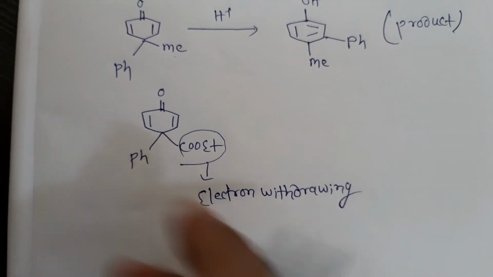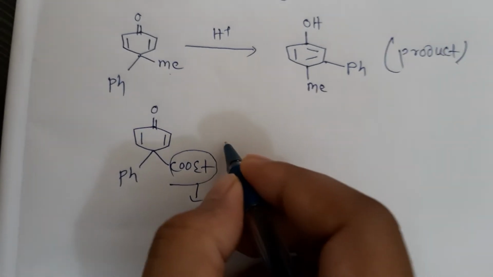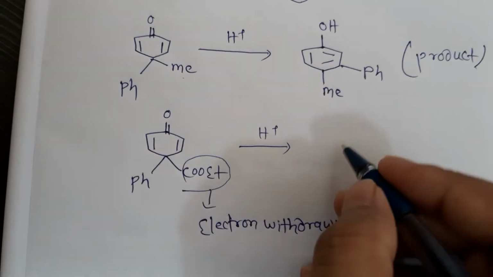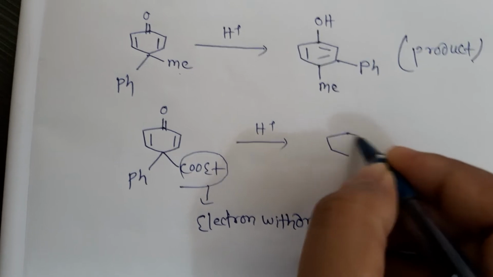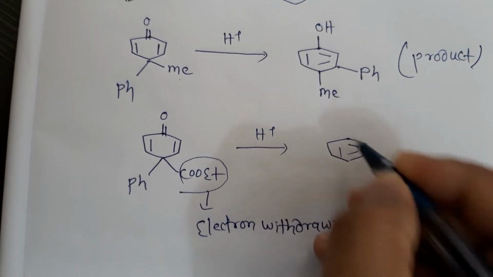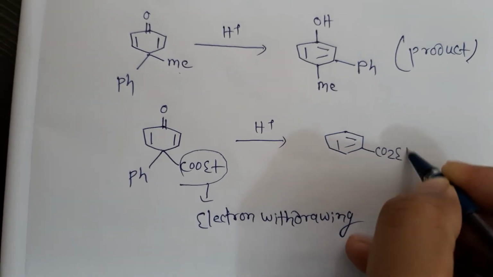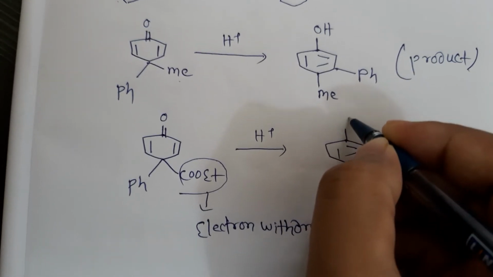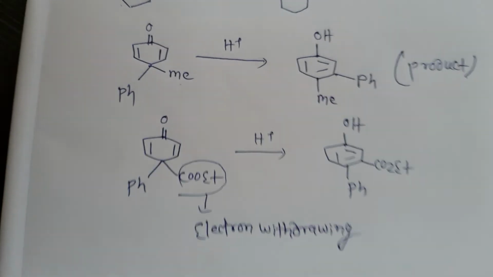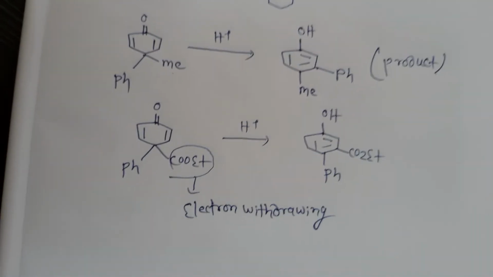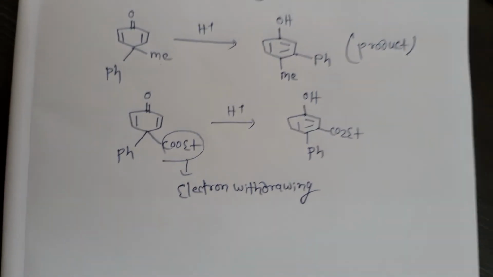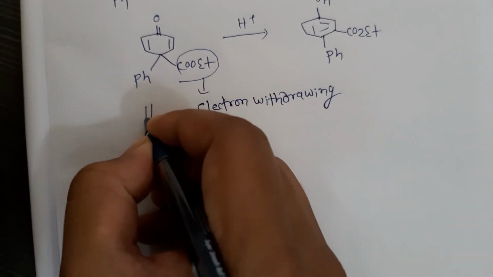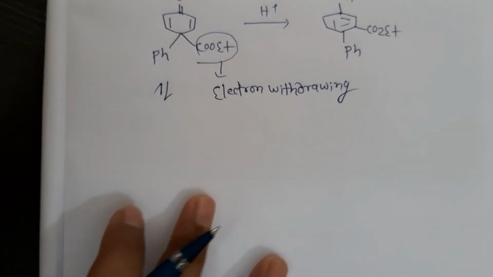This is an electron releasing group. So let's see, if we give H plus, the product which is formed is COOEt, Ph, OH. This is the product. Let's see how the mechanism occurs. After that you will definitely understand what is happening here.